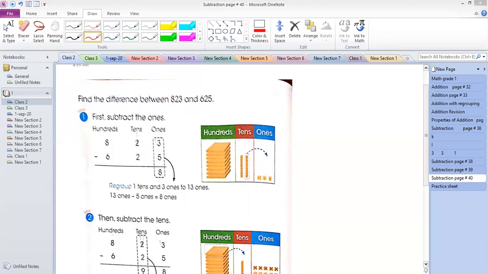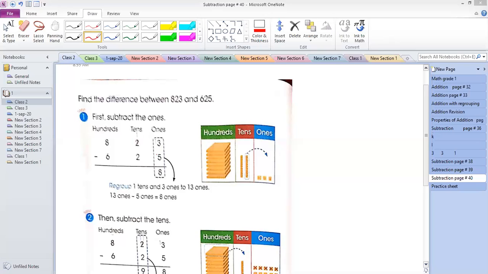You have to find the difference between 823 and 625. First you will write 823. 8 is on the 100 place, so you will write 8 on the 100 place, 2 is on the tens place, and 3 is on the ones place. And 625: 6 is on the 100 place, 2 is on the tens place, and 5 is on the ones place. Now you place it.